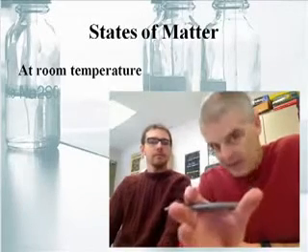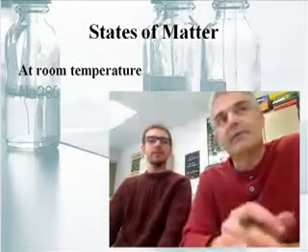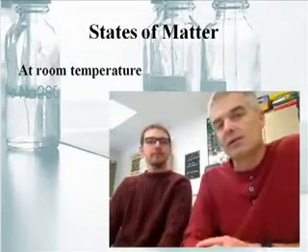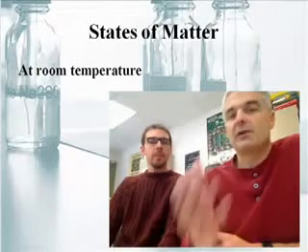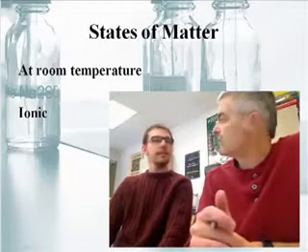First of all, for the examples we want to talk about, we will assume that they are at room temperature. Anything can be turned into a liquid or a gas if you get it hot enough. All right, so let's assume at room temperature, what states of matter are these. First of all, let's talk about ionic compounds.